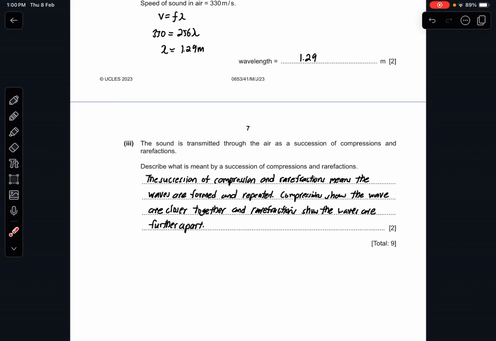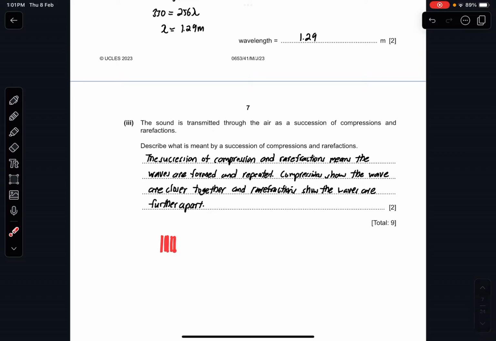Part 3. The sound is transmitted through the air as a succession of compressions and rarefactions. Describe what is meant by a succession of compressions and rarefactions. So we talk about what is the meaning of succession first. Succession of compression or rarefaction in waves means that it is formed and is also repeated. Okay, because compression shows the waves are much closer together or much tightly packed, and rarefaction is usually moved further apart from each other, because you know that in longitudinal wave it looks like this, and then compression will look like this, and rarefaction would have much space between, and then we go back.